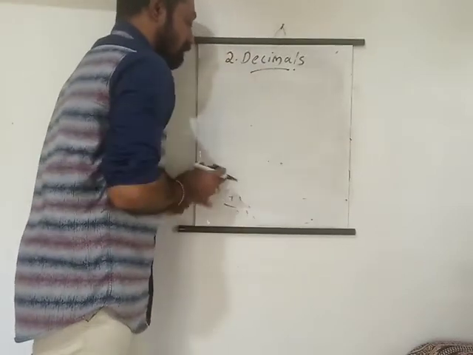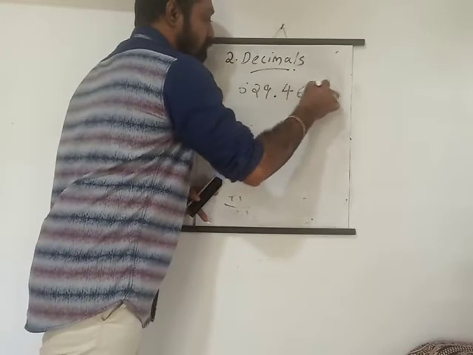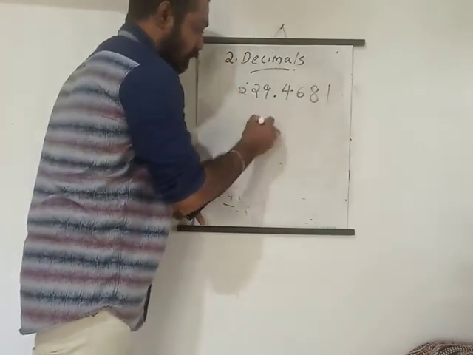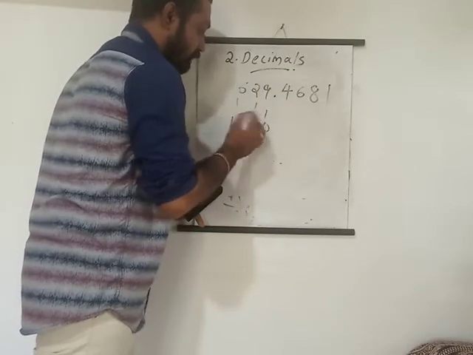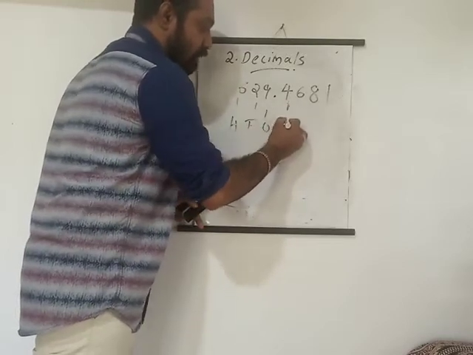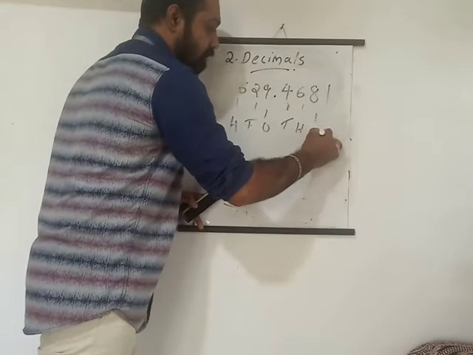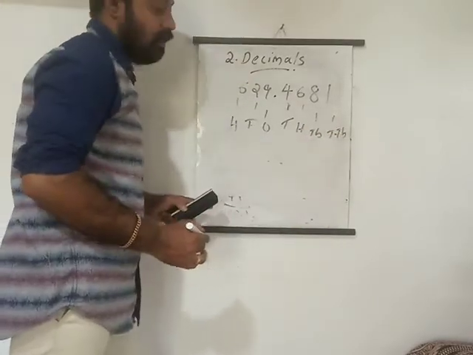For another example, 629.4681. This is ones, tens, and hundreds, the usual number 629. And what is this part? First we start from tenths, this is hundredths, this is thousandths, and this is ten-thousandths. That is the only difference.